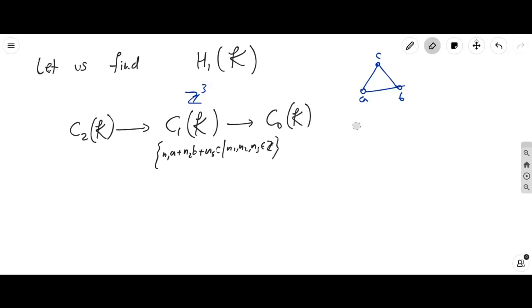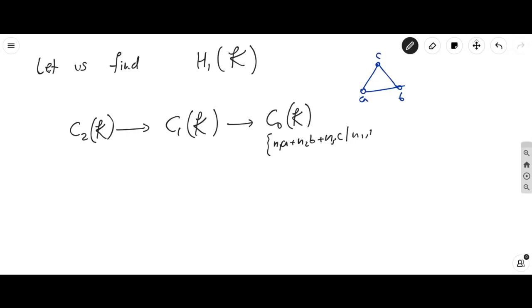Oh, I see, I already made a mistake. Okay, so that's actually C0, so sorry about that. So this is actually C0. So let me get rid of this. So C0 would be this. It's what we had before, where the coefficients are integers.